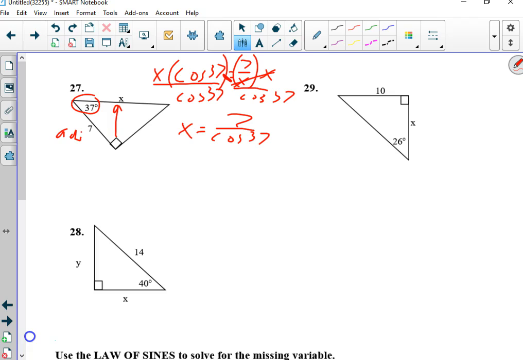But you only do this when x is on the bottom, because you need it on the top. Because x on the bottom is 1 over x. We don't want 1 over x. We want x over 1. So we need to bring it to the top. Okay, and then when you type that in your calculator, 7 divided by the cosine of 37, you just type it in exactly that way, you get x equals 8.765.